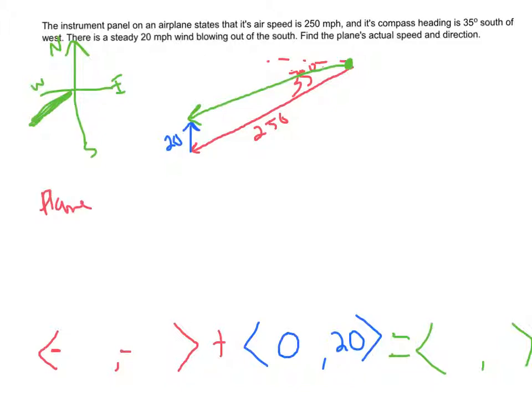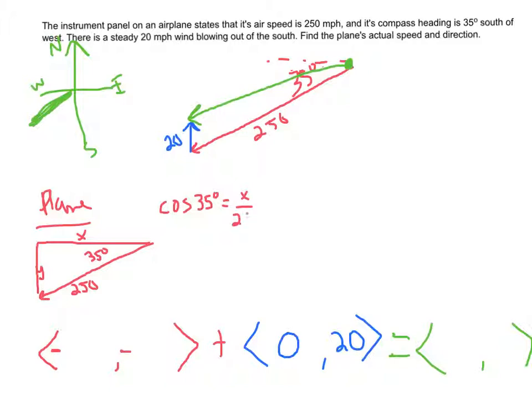That says plane, if you can't read my writing. And so we have a vector here with a magnitude of 250. And we need to find the x component and the y component. We know our angle is 35 degrees. So I'm going to start with the x component. To find that, I'm going to just use trig. So cosine of 35 degrees equals x over 250. And I plug that into my calculator, and I get x equals 204.8.